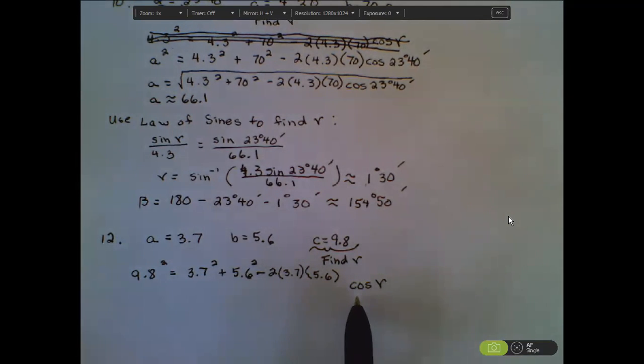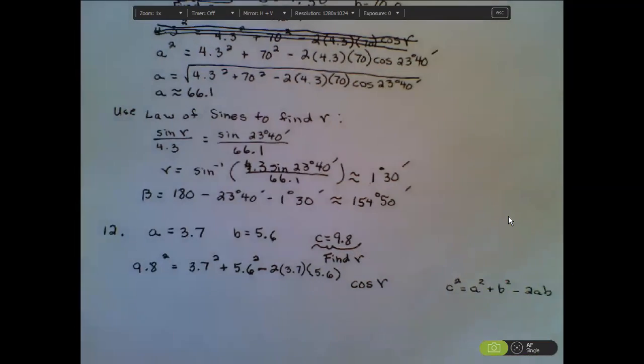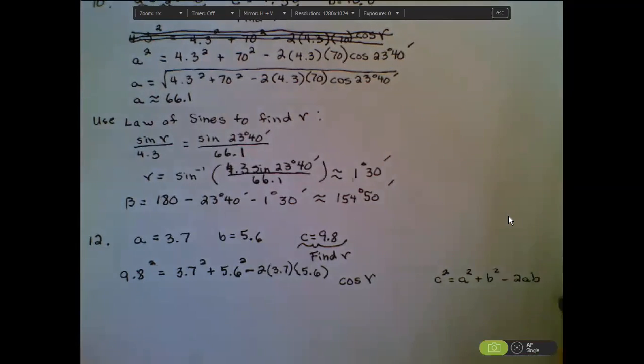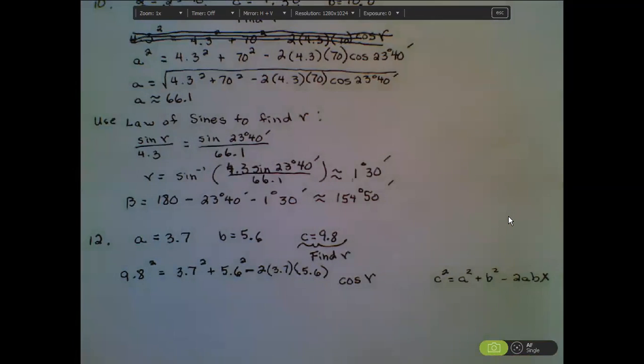I don't want to pick up my calculator yet. How could I get this by itself? Well, think about this. If I had C squared equals A squared plus B squared minus 2AB, let's just say I'm solving that equation for X. I want the X by itself. What's the first thing I'd have to do to get the X by itself? I wouldn't divide by 2AB first. I'd do what?